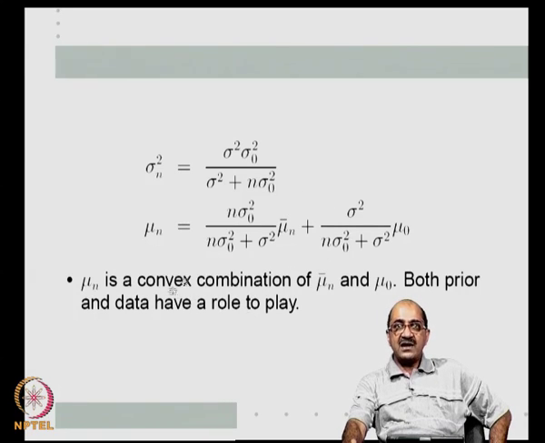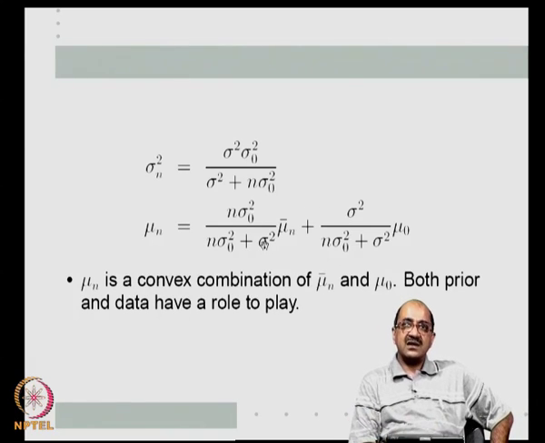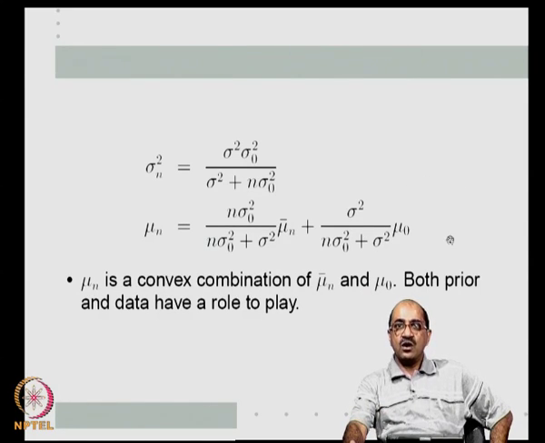So, the final estimate has both the prior and the data play a role. In the ML, we are simply taking mu n bar as the final estimate. Here, we are letting our initial beliefs about the value of the unknown mu also affect the final estimate, right. That is how this became a convex combination of the sample mean mu n bar and the prior mu 0.